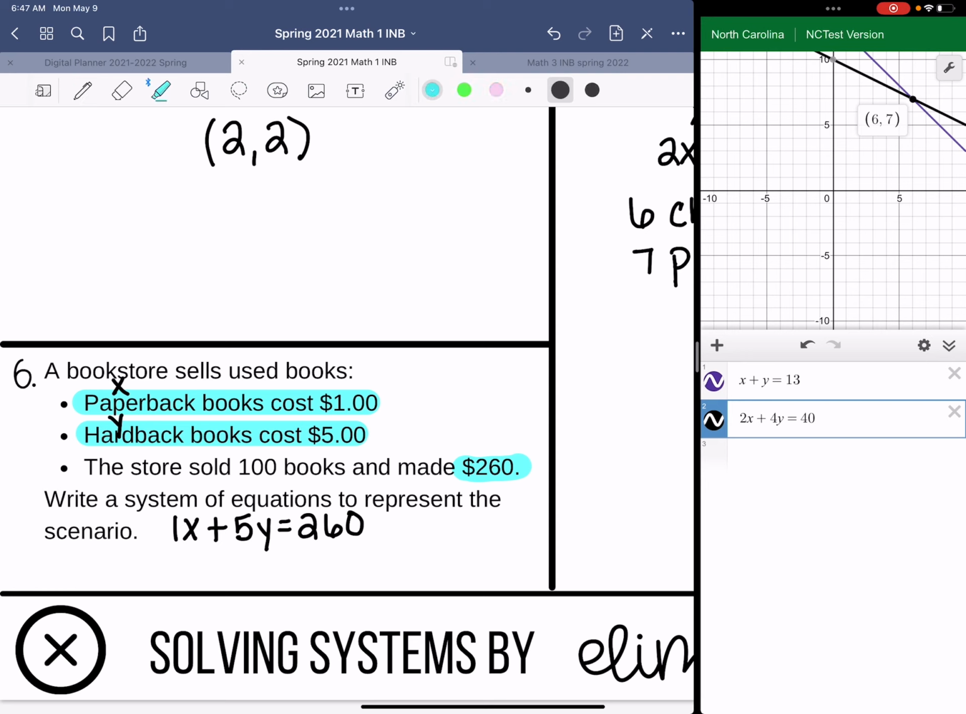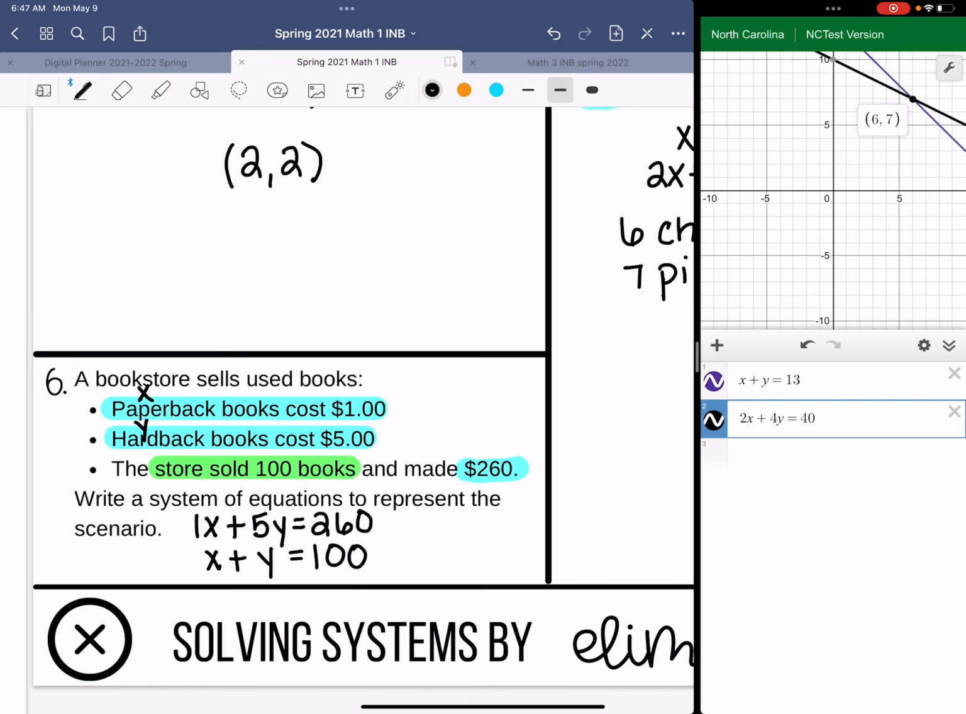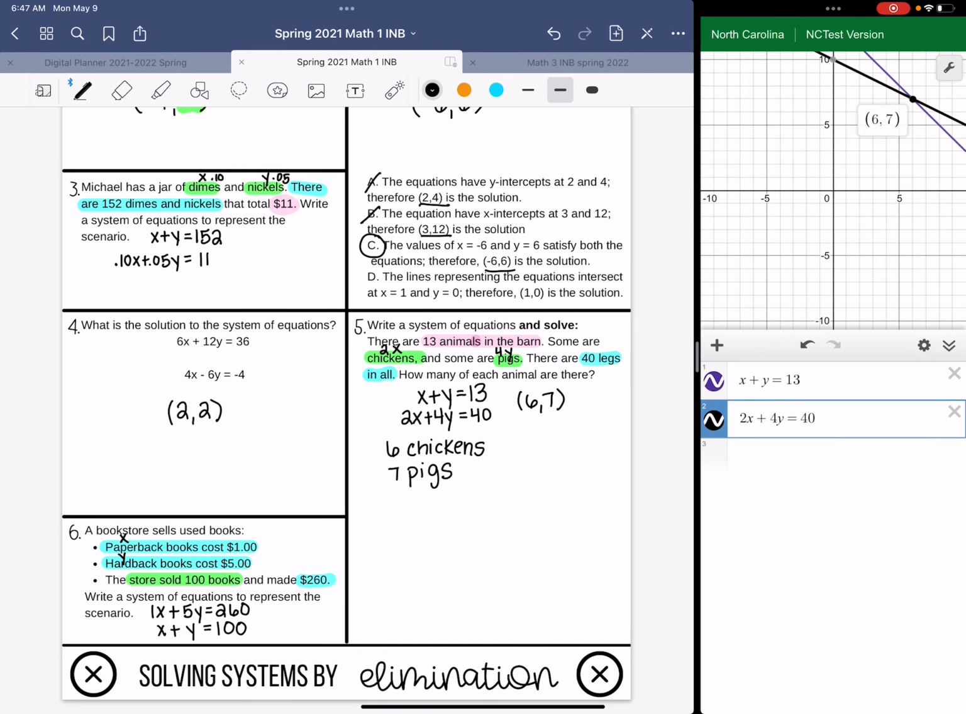Now we need to talk about how many they sold. So they sold 100 books total. We don't know how many paperback, we don't know how many hardback. So we have the paperback plus the hardback equals 100 books total. All right, so I hope that helps with writing those pieces together. We'll do a little bit more later.